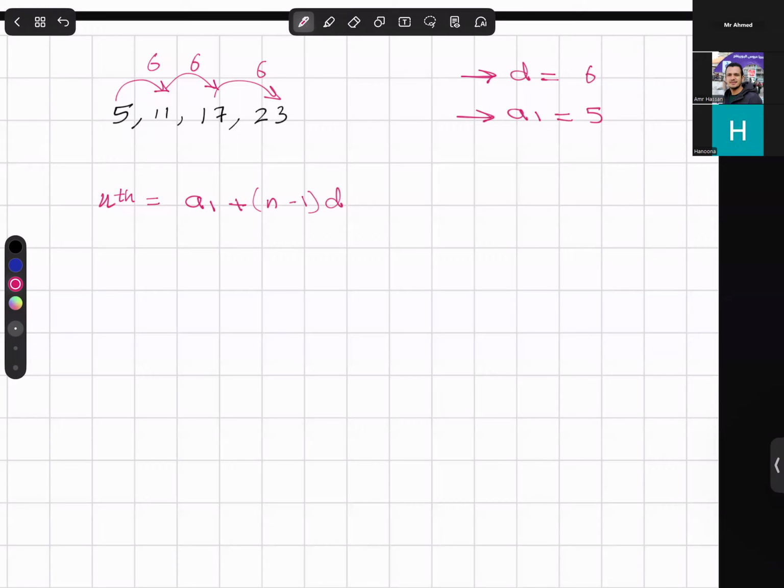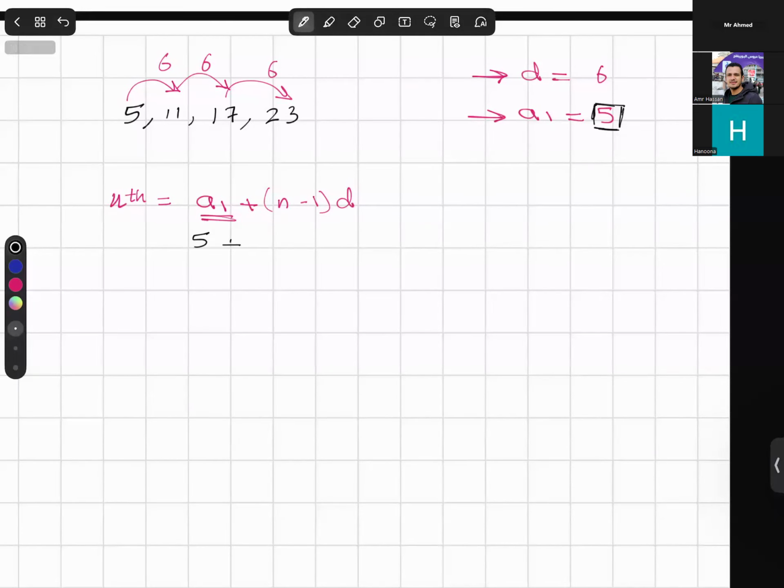What does A1 stand for? 5, the first term, right? So let me write down the first term. I have written it was 5, and it's been written right over there. So let me write down 5, plus n minus 1 times the difference. What is the difference? 6. Yeah, okay. You're right.